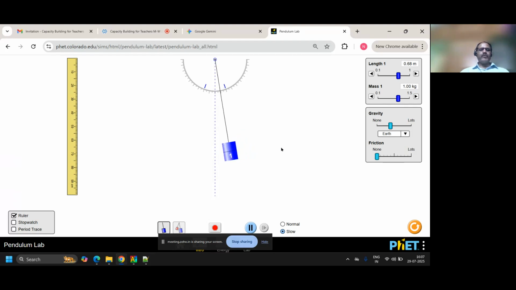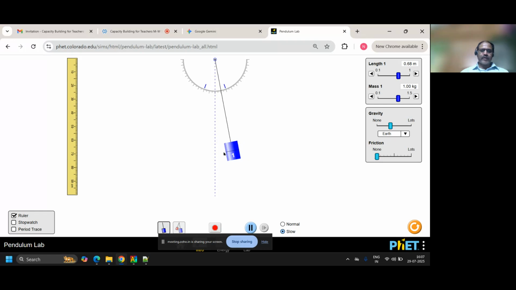Typically, how do we calculate the potential energy? Potential energy happens because a mass is raised and it is above the ground at some height, right? So typically the formula will be, I think, mgh. So mass into gravity into height. That will be the potential energy. It is at the peak here.